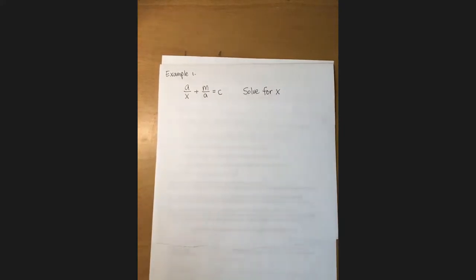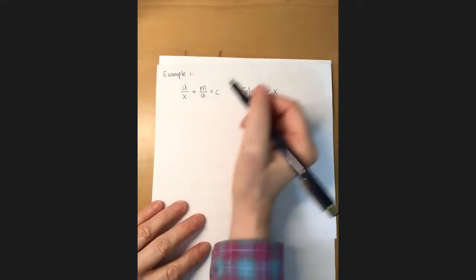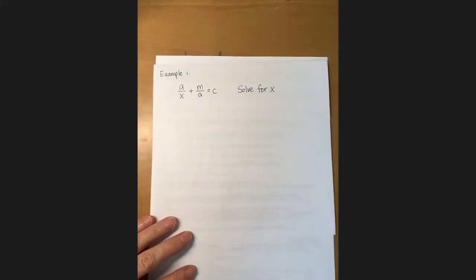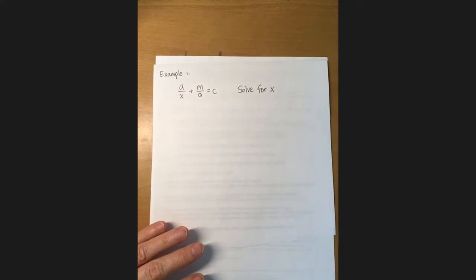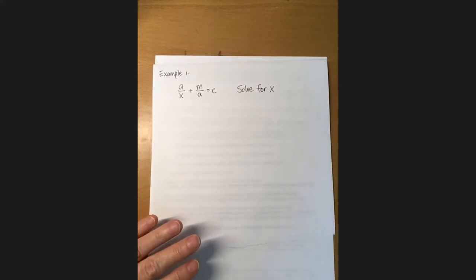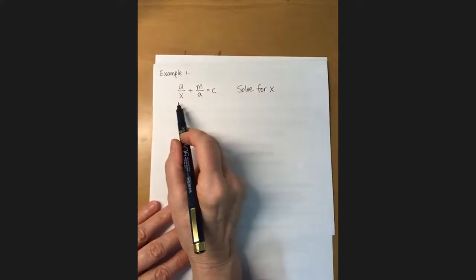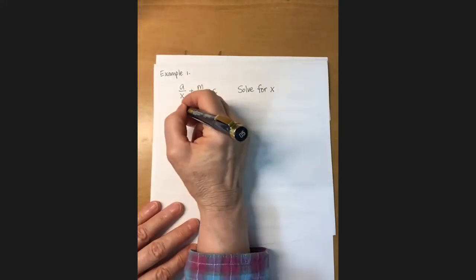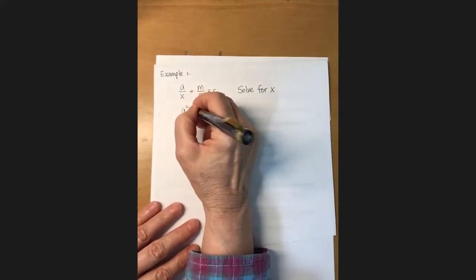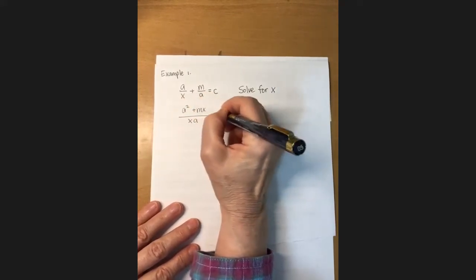The first example is a divided by x plus m divided by a equals c, and the instructions are to solve for x. Abstract equations really test your algebra skills. You just do the same thing with these variables as you would do if they were numbers. We need a common denominator. The common denominator is going to be xa, so I'm going to have a squared plus mx divided by xa equals c.